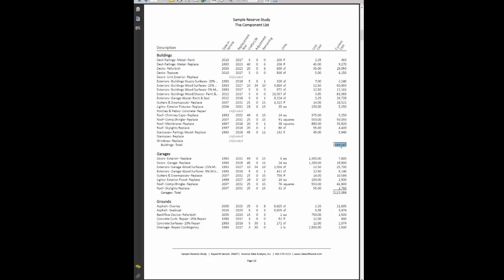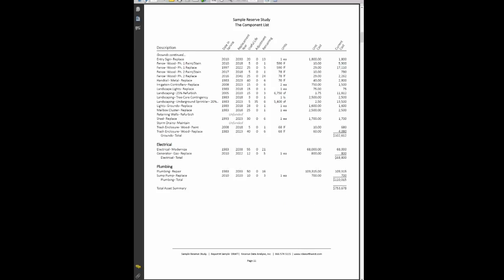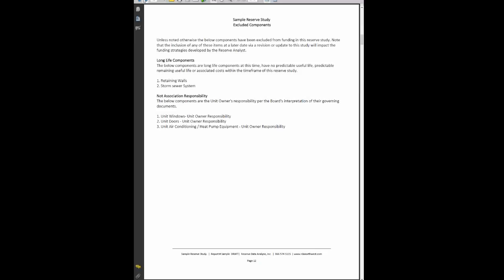Here is just the total for each group. In this case, this is buildings. Total cost for the components, current cost for those components within that section of the buildings is $349,000. And that's broken down per each section. You see garages, grounds. This goes on to the next page. We'll just go there. Actually, a couple pages here.